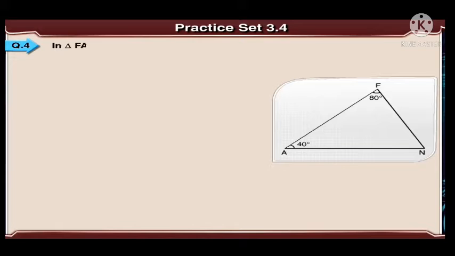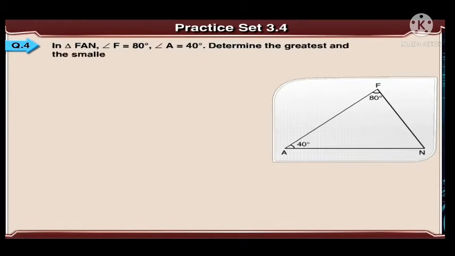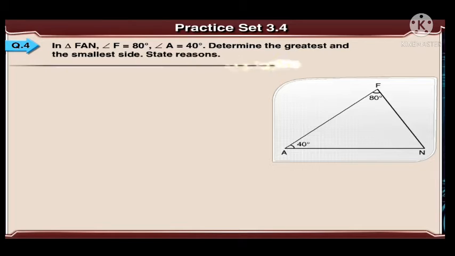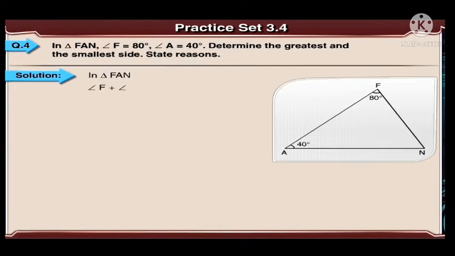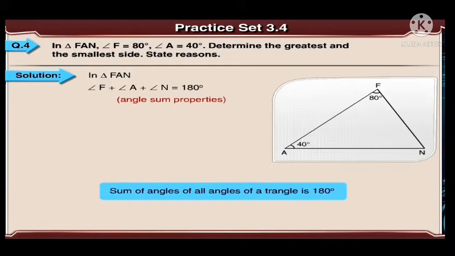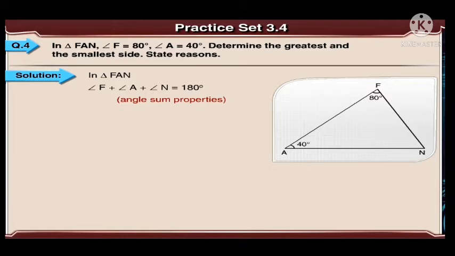Question 4. In triangle FAN, angle F is equal to 80 degrees, angle A is equal to 40 degrees. Determine the greatest and the smallest side. State reason. Solution. In triangle FAN, angle F plus angle A plus angle N is equal to 180 degrees. Angle sum property: the sum of the angles of a triangle is 180 degrees. Therefore, angle N is 180 minus 80 minus 40, which is equal to 60 degrees.